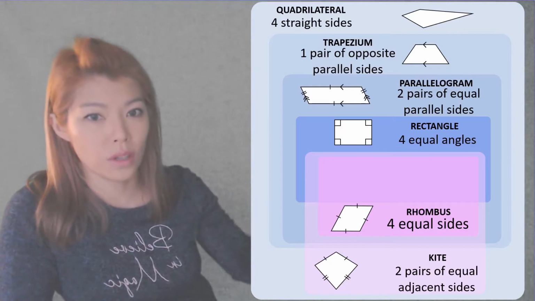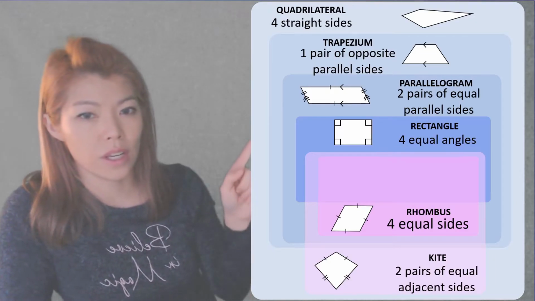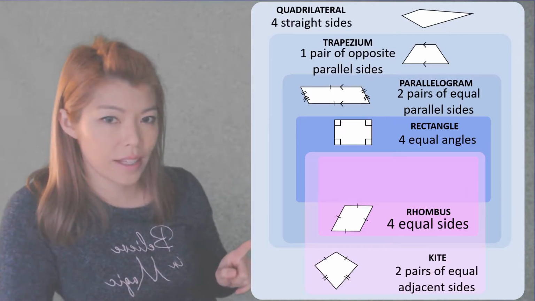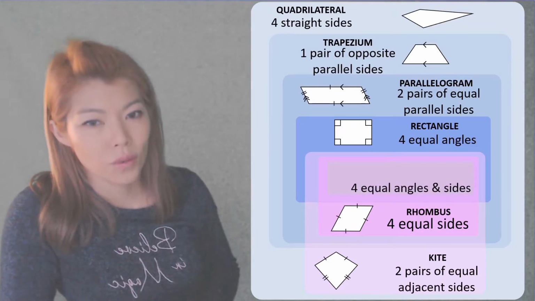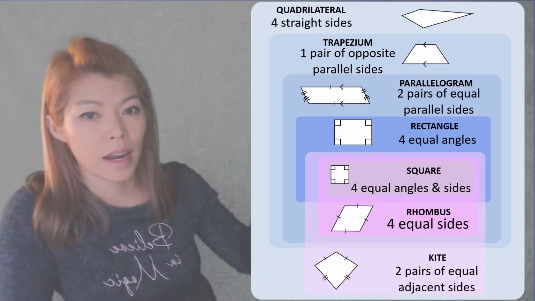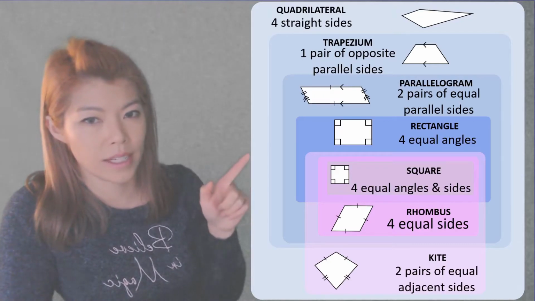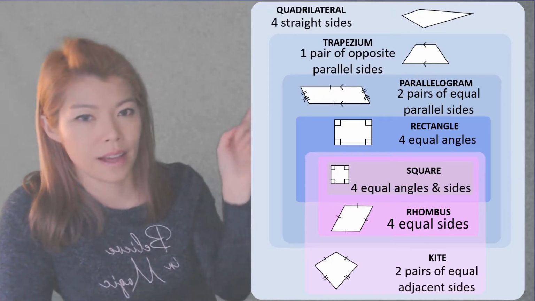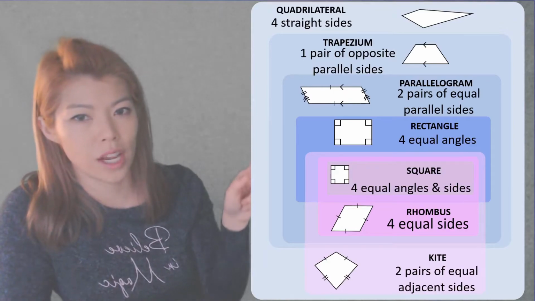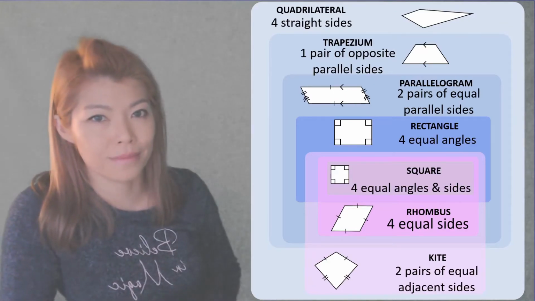And if it has all these attributes, so 4 equal angles and 4 equal sides, you've got a square. So this setup can help you see that a square is nothing more than a fancy rectangle, and a rectangle is a fancy parallelogram, and all these shapes are all quadrilaterals.